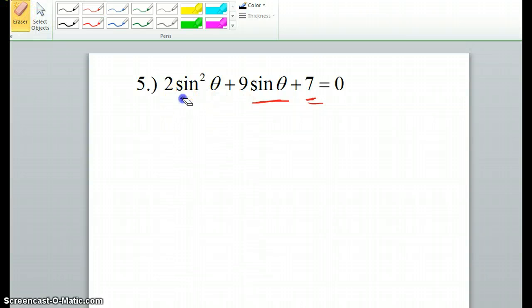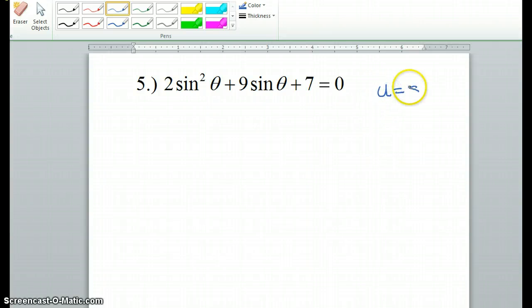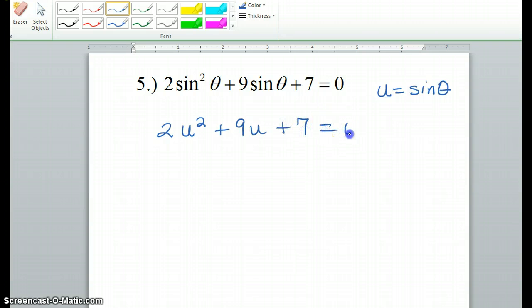So again, we're going to use u substitution here. And what would u be? Hopefully you figured out that u would be sine theta. Alright, so we're going to have 2 times u squared plus 9 times u plus 7. Notice right away it's quadratic, right? So you're going to use the quadratic formula to solve.